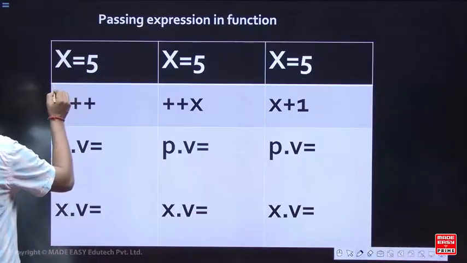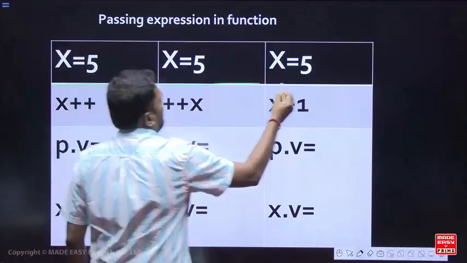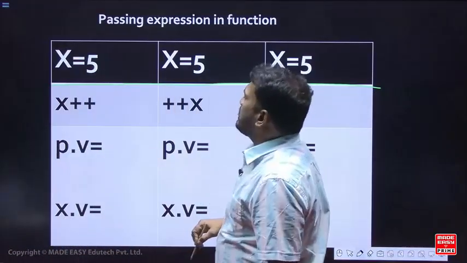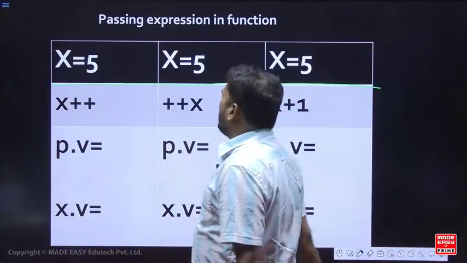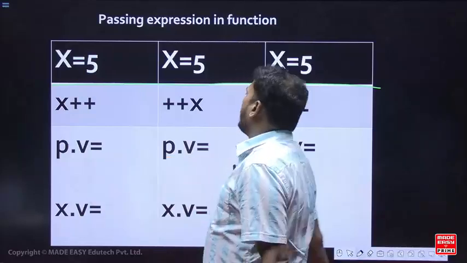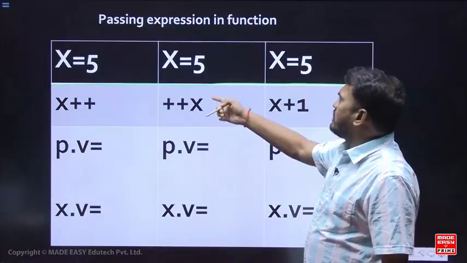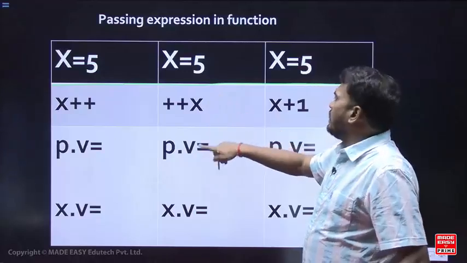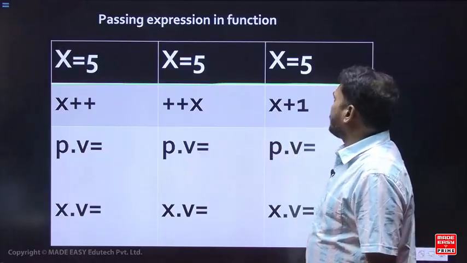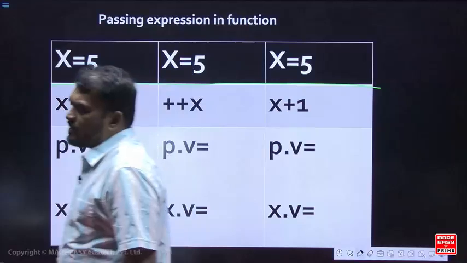Let's say the initial value of x is 5. Copy this table. If you are passing x plus plus in the function, then what is the passing value? What is the x value? And you have the initial value of x as 5. In some function, you are passing plus plus x. What is the passing value? What is the x value? So this is the meaning of that. Just copy the table.